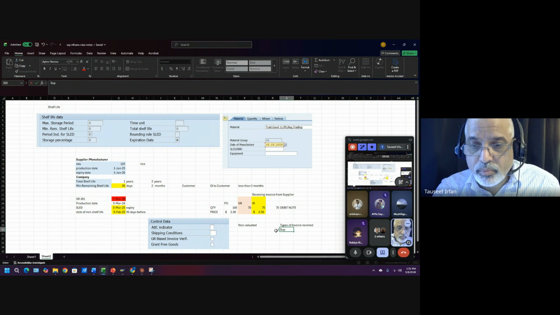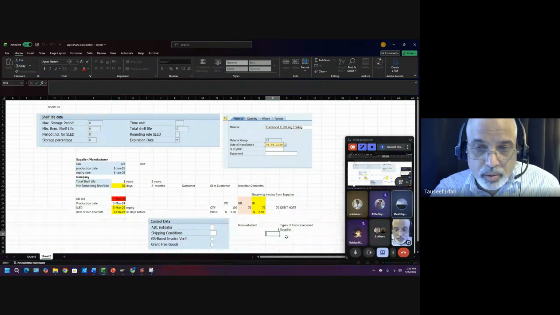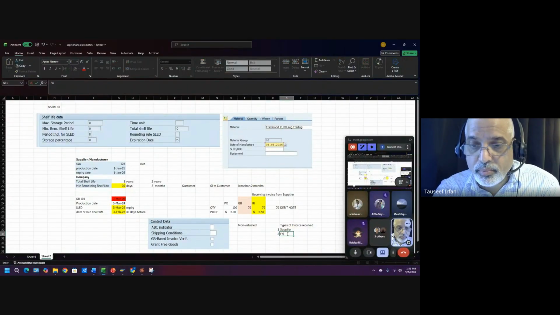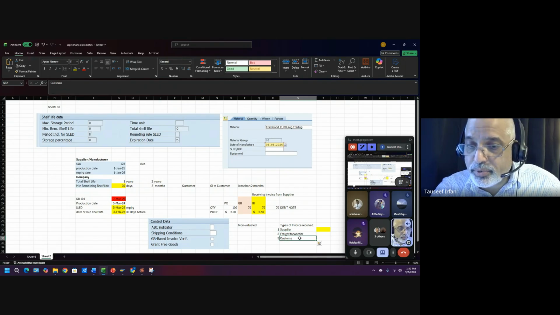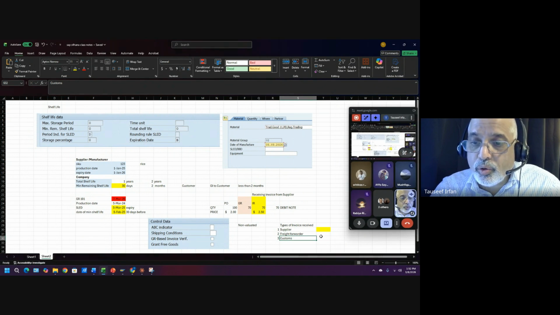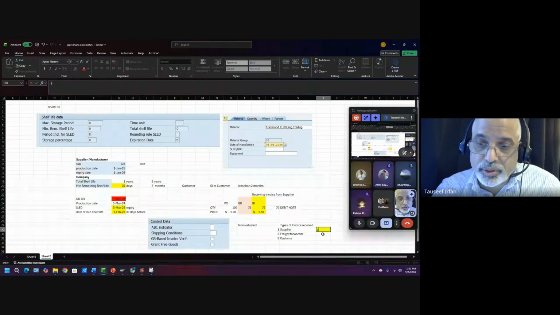Supplier, freight forwarder, then you have customs. You receive many types of invoices, Mushfiq. Not one, many types. The one we are discussing here is about this one. Definitely for freight forwarder and customs, you don't need to go through the goods receipt again, because the goods receipt has already happened here.